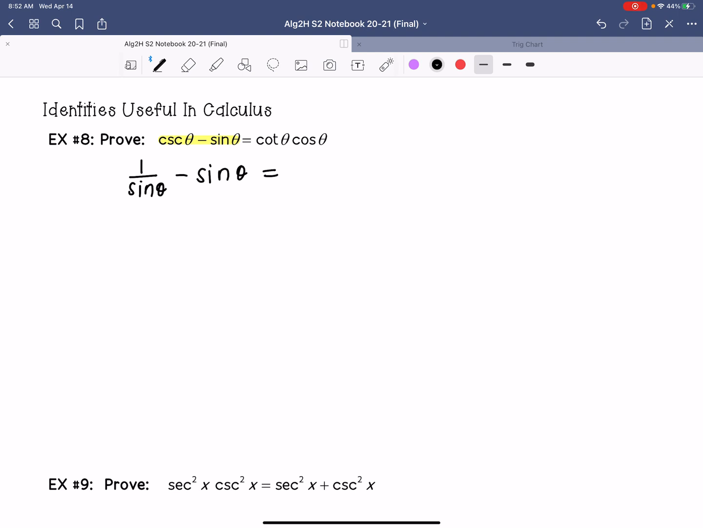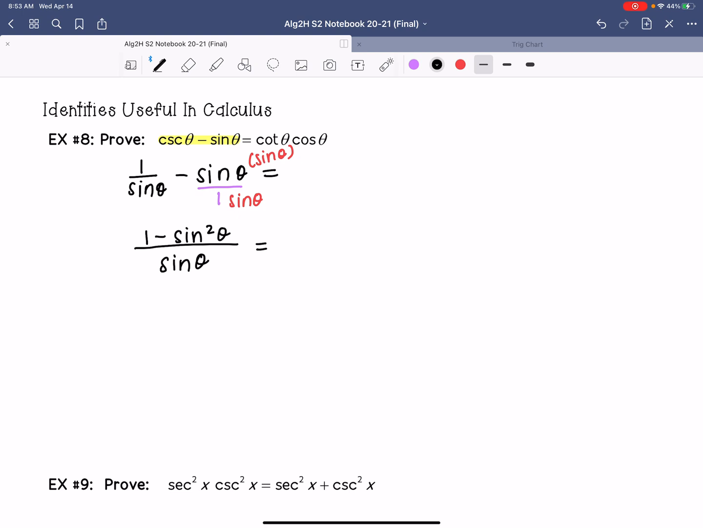All right. We want to get rid of these 2 separate fractions. We want to combine this into 1 fraction. So in order to combine to 1 fraction, we need to get a common denominator. My common denominator between sine and 1 is sine. So that means I need to multiply this by sine theta and this by sine theta. So now I have 1 over sine, and we're going to combine them. Our common denominator is sine theta, so I'm going to have 1 minus sine squared theta.